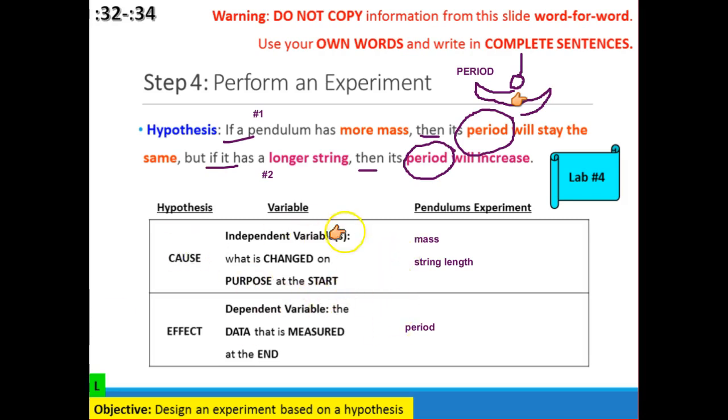Thumbs up if that makes sense: what we're changing, what we're intentionally changing, which is our independent variable, and what we're measuring, which is our dependent variable. Awesome. Okay, so this is your answer to number 4. Go ahead, take a picture of it and get it into your lab. Green checks when you have that.